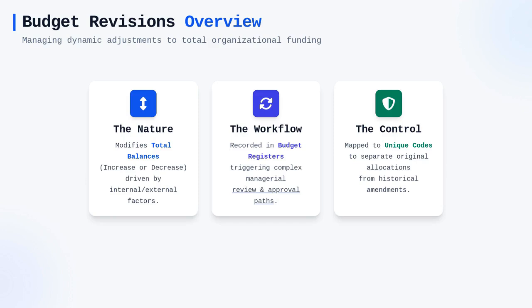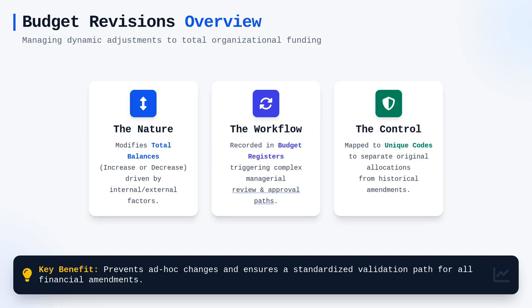The system requires that these modifications be mapped to specific budget codes that distinguish a revision from an original allocation. By maintaining this distinction, the organization preserves a clear history of why funding levels were altered. This structured input process prevents ad hoc changes and ensures that all financial plan amendments follow a standardized validation path.